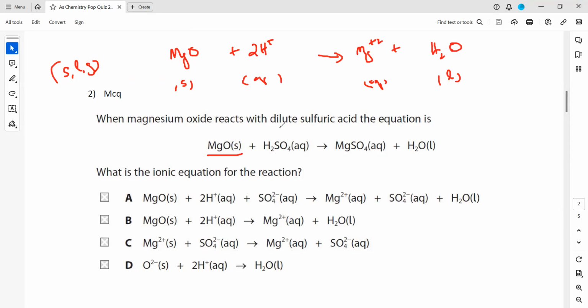The second way of writing the ionic equation is to first cancel the common ion in aqueous solution. Here sulfate is common, so we cancel it out. We are left with two hydrogen ions and one magnesium ion, so we get the same answer. Magnesium oxide reacted with two hydrogen ions. As a result, it will produce a magnesium ion and water in liquid state. So B will be the right answer.